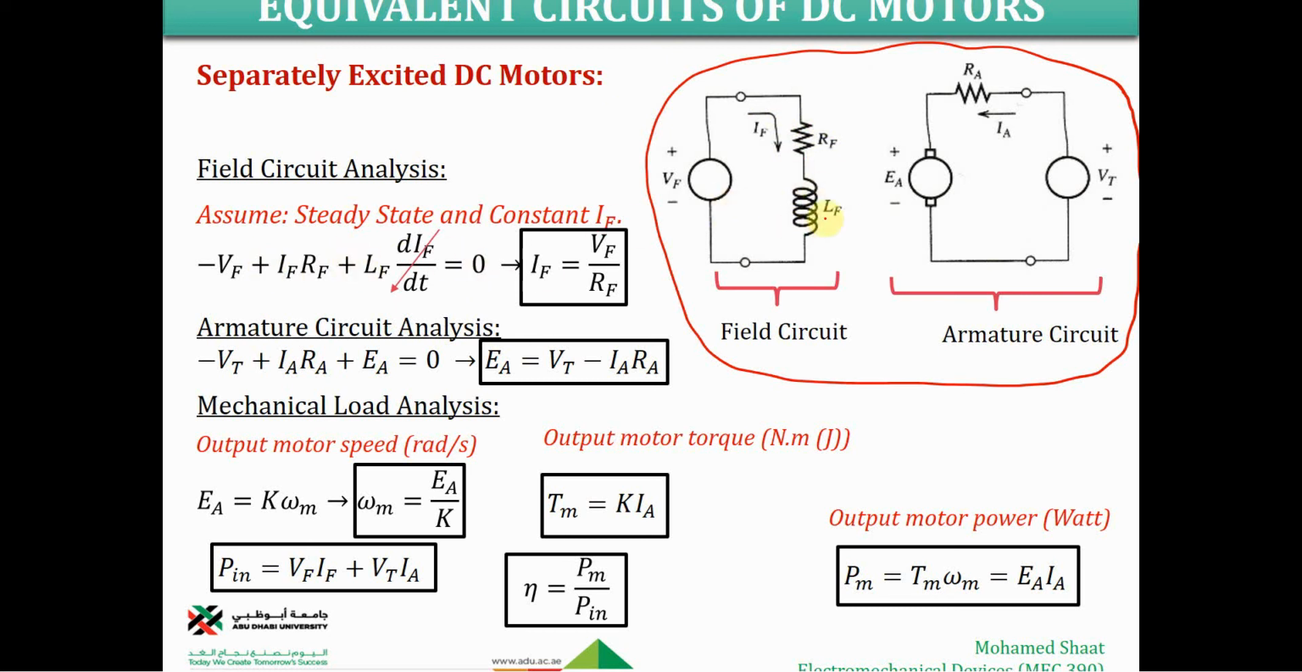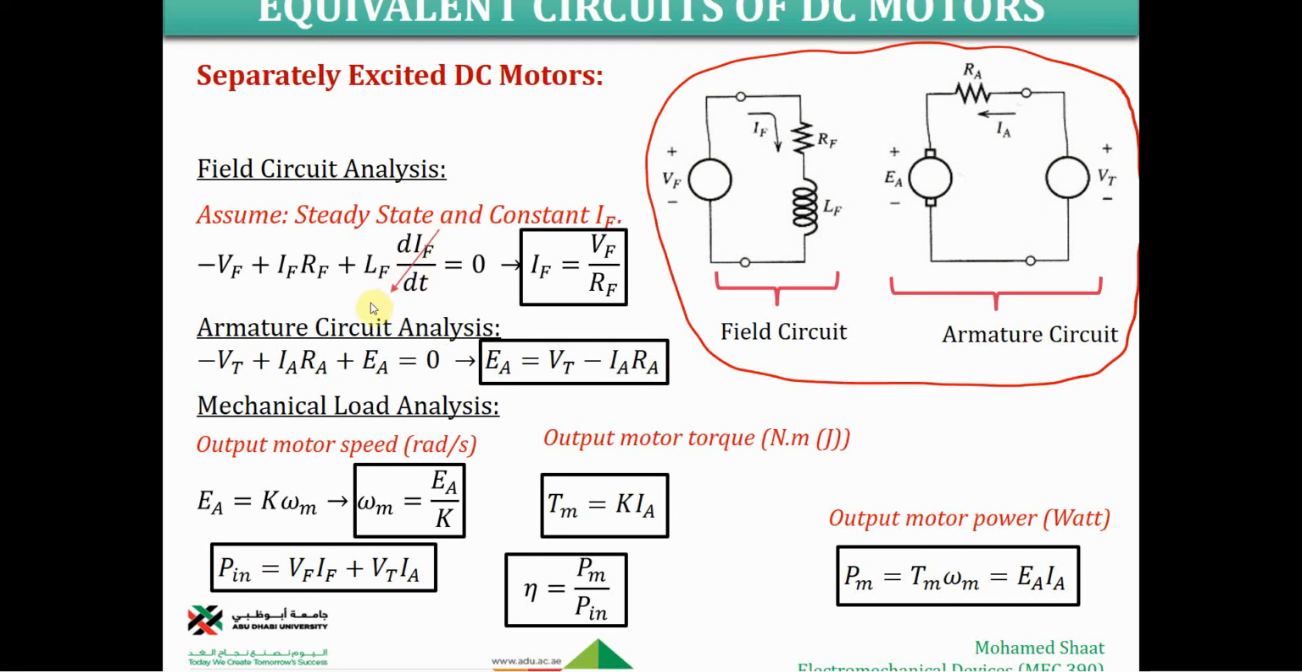If you remember from chapters 3 and 4, the voltage over the coil is equal to the inductance of the coil or the inductor, LF, times the time derivative of the current IF. If we assume steady state and constant IF, it means that this IF won't be time dependent. It means that this term will be zero.